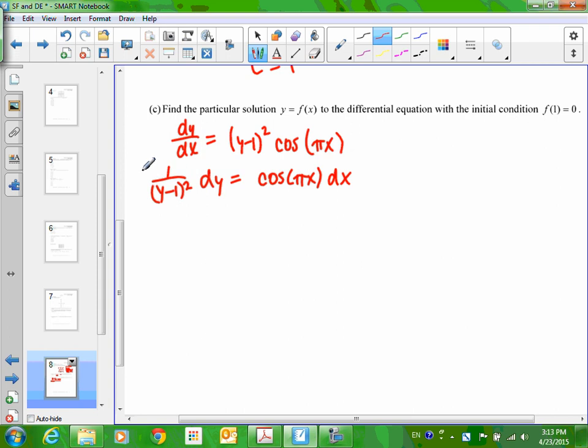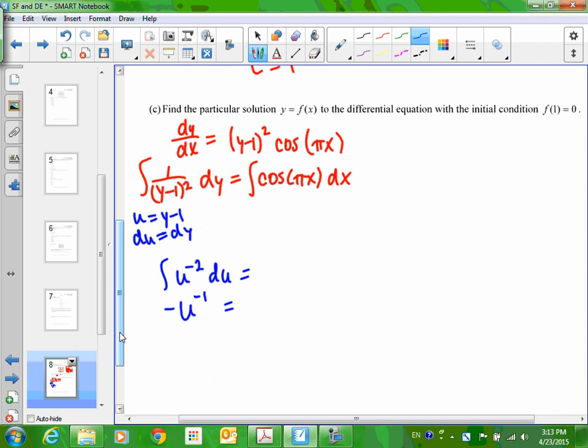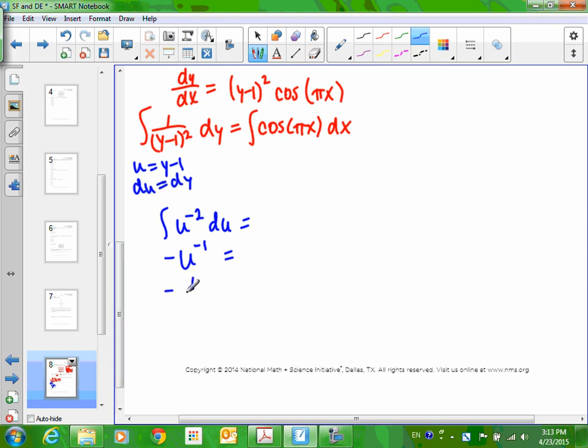Okay, you separate your variables, then you integrate. Now here's the deal. You are going to have to do u substitution right here. We're going to let u equal y minus 1, and du then is going to equal dy. So if u is in the denominator, it's going to be u to the negative 2 du. Okay, I'll go ahead and write an equal sign over here. When I integrate, it becomes negative 1 over u, and so really what this ends up being looks like this. So that's how you integrate the left-hand side through a u substitution.